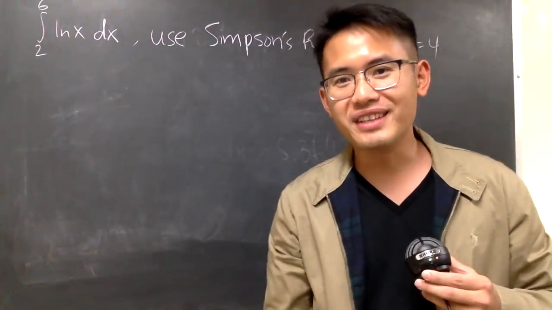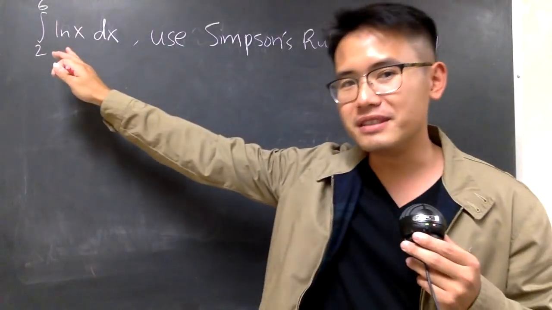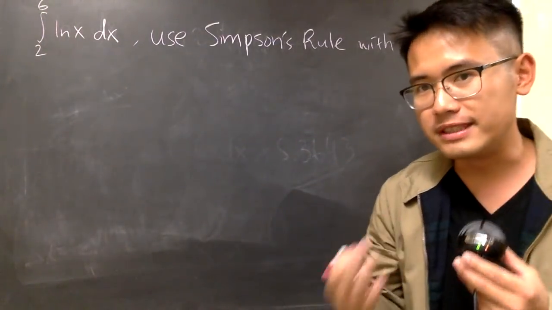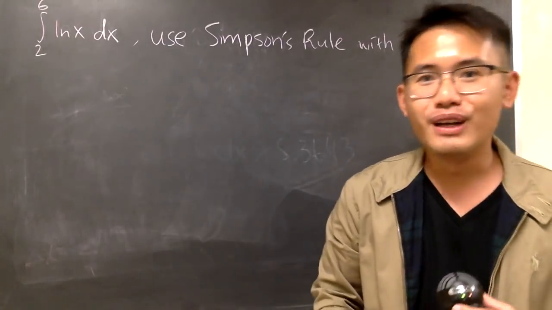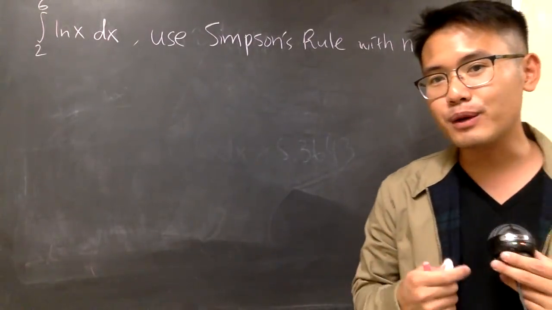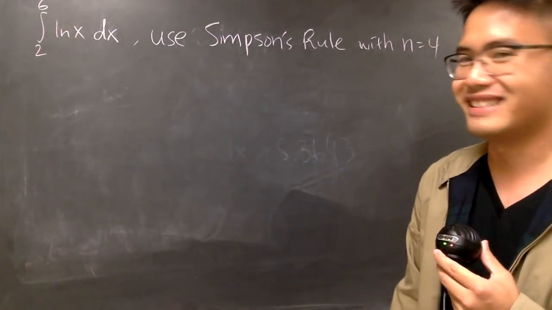Okay, in this video, I'll show you guys how to use the Simpson's rule with n is equal to 4 to approximate this integral. And remember, when you use the Simpson's rule, the n value has to be an even number. So let's get started. And I'm not going to show you guys how to prove the formula. I will just show you guys how to use the formula in this case.